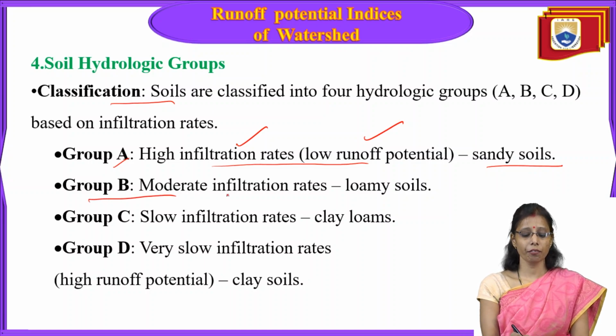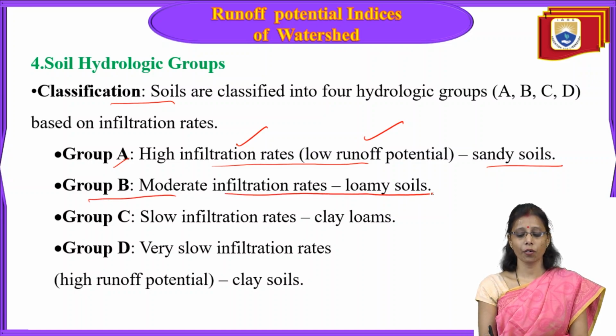Now group B has a moderate infiltration rate, loamy soils. Where you have loamy soils, the infiltration capacity is moderate, so the water will not seep in easily. The runoff will be average over there. It's not like runoff is too high or too low; the conditions are very average.